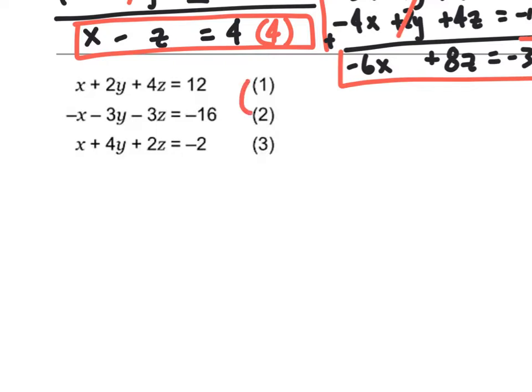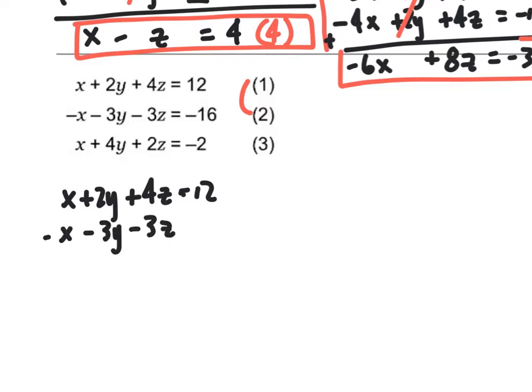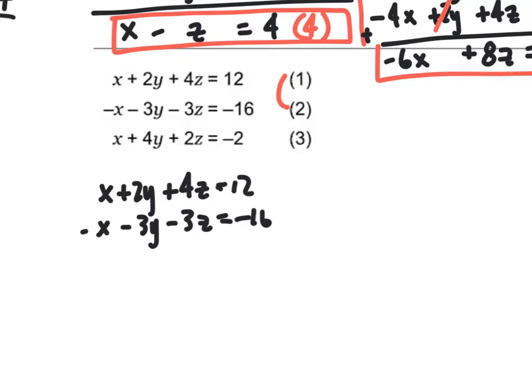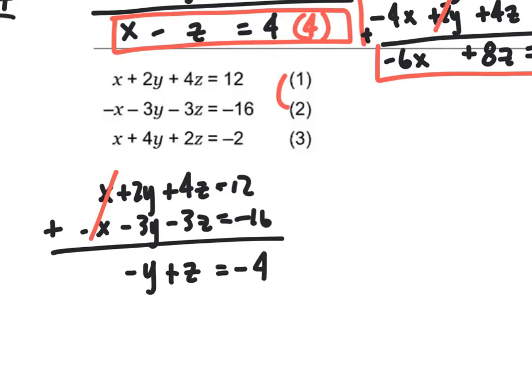So I'm going to do that real quick, and I get x plus 2y plus 4z is equal to 12. All right, and let's do negative x minus 3y minus 3z is equal to negative 16. Okay, so let's add these together, and I get x minus x, that goes away. Okay, I get negative y, and then I get positive z, and then it is equal to negative 4. Okay, I'll call this my fourth equation.